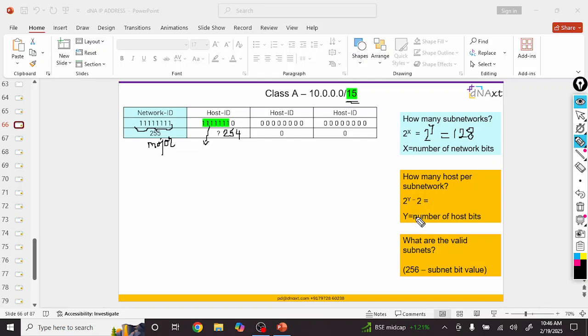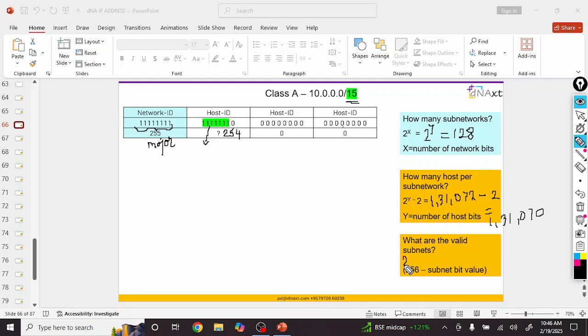Okay, how many hosts per subnetwork? That is given by the formula 2 to the power y minus 2, where y is the host bits. Host bits over here are 17: 8 plus 8 is 16, and plus 1. So 17 bits are there, and 2 to the power 17 is 131,072. When we subtract 2 over here, we get 131,070. Above 1 lakh IP addresses will be available in each subnetwork for your hosts.